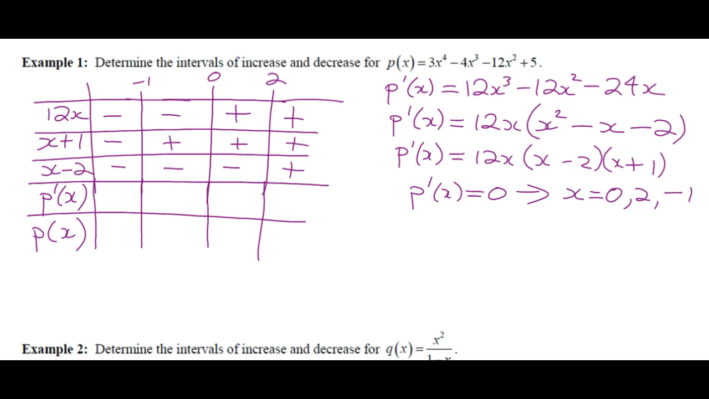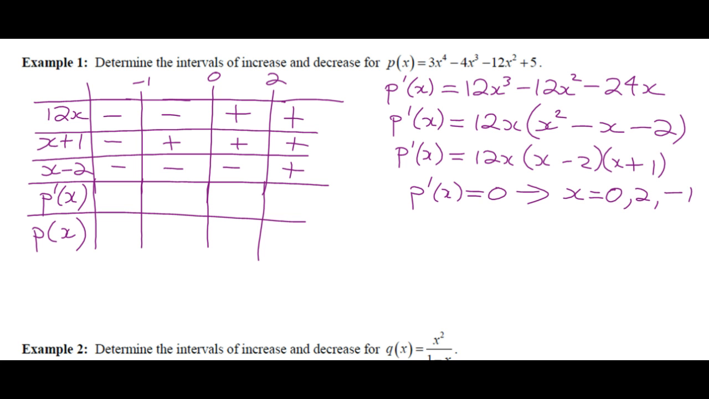So you just take a number in the interval and say, okay, look, -10. 12 times -10 is -120. -10 plus 1 is -9, so it's negative. Take a number between 0 and -1, -1/2, so x plus 1 is -1/2 plus 1, which will be positive, right? Okay, so we got this. So far, so good?